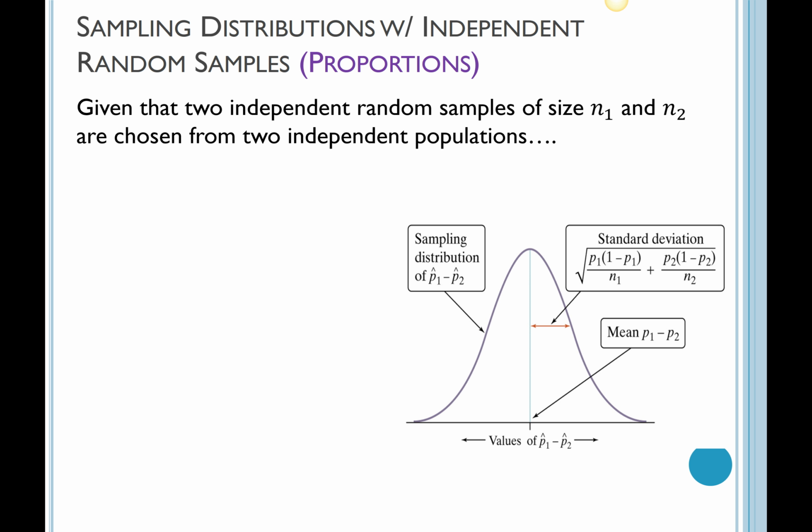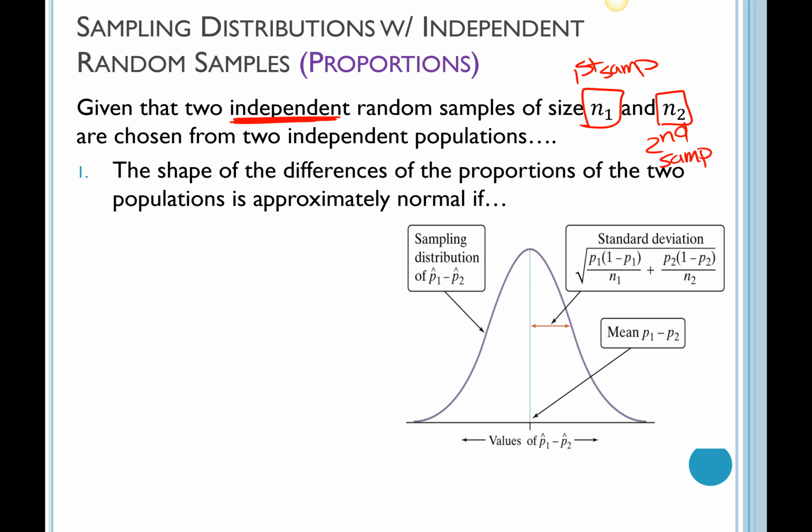So given that you have 2 independent random samples, the big idea here is that they are independent random samples, and you have size n1, which is from the first sample, and size n2, because this is from the second sample. It doesn't mean that the sample sizes are going to be equal. They can be different, which is fine, but you need to make sure you notate them as separate. All right. So here, given that we have 2 independent random samples of size n1 and n2 that are chosen from independent populations, first, the shape of the differences of the proportions of 2 populations is going to be approximately normal if we check some conditions, and this is going to sound very familiar.